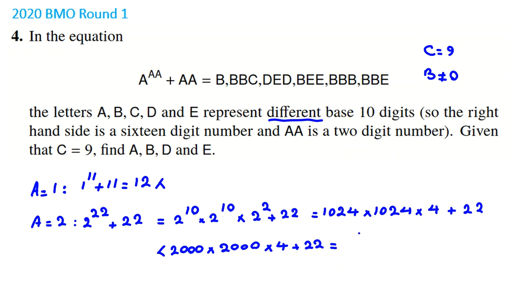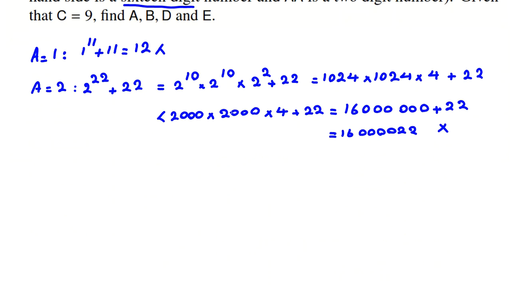4 times 2 is 8, times 2 is 16, then 0, 0, 0, 0, 0, 0 plus 22. And then how many digits are there? It will be 16, 0, 0, 0, 0, 2, 2. 1, 2, 3, 4, 5, 6, 7, 8: 8 digits. But here we need 16 digits on the right hand side. So this one, A equals 2, is so much smaller. I want to say A is 3, because if I check A equals 4, it is so much large, then A is 3.